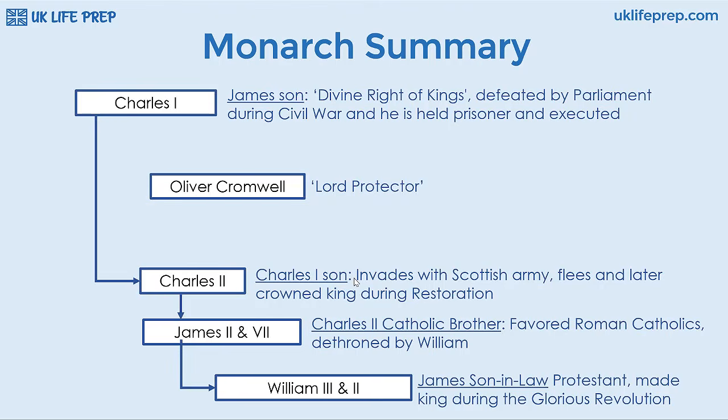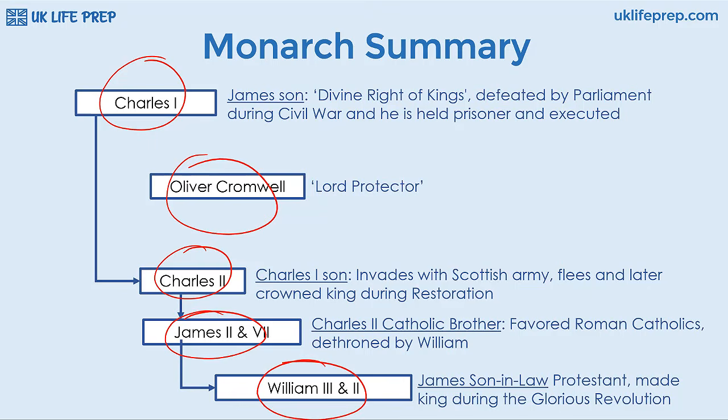Like before, I've provided a family tree summary of the monarchs of this period. Firstly, we have Charles I, who is executed, with Oliver Cromwell stepping in as Lord Protector. Charles II is then made king following the Restoration, and is succeeded by his Catholic brother, James II and 7th, who is then succeeded by his son-in-law, William III and 2nd, following the Glorious Revolution.